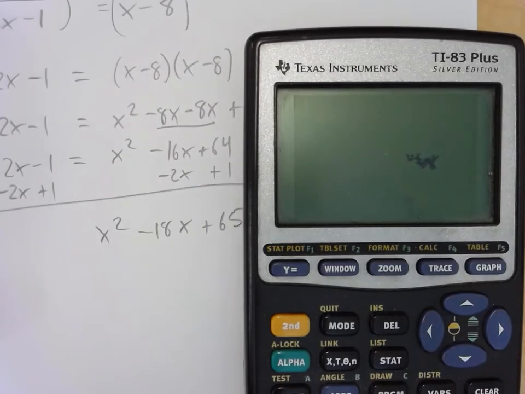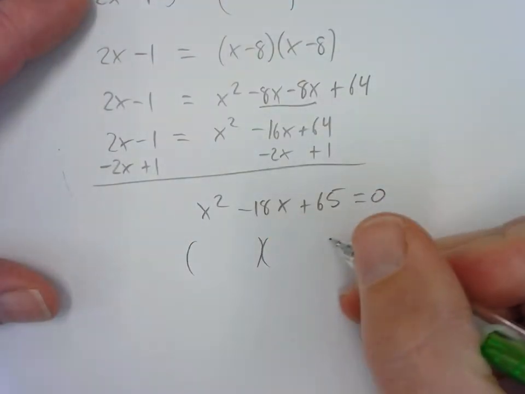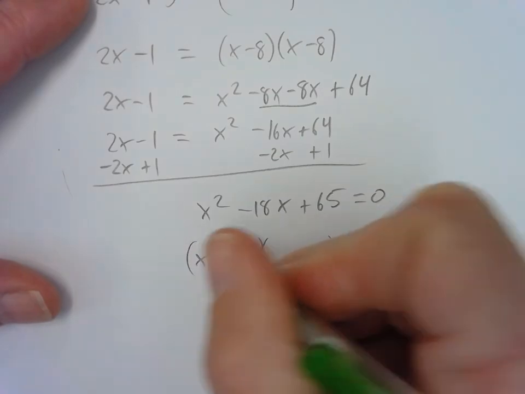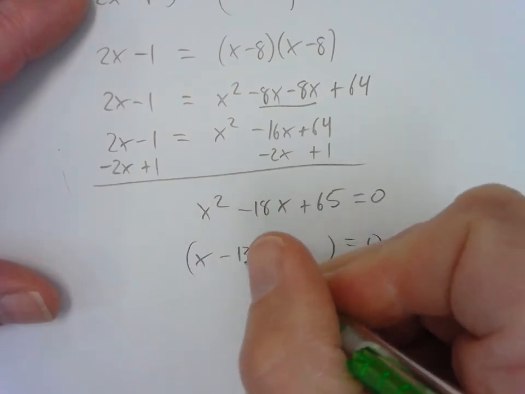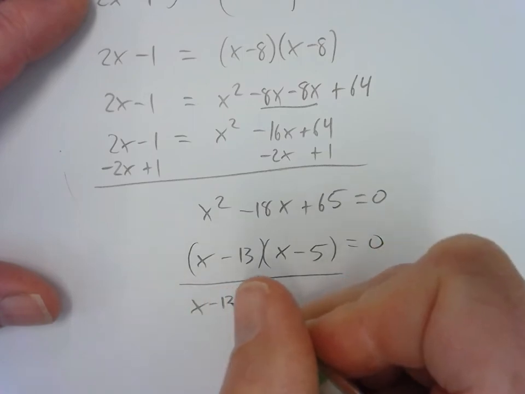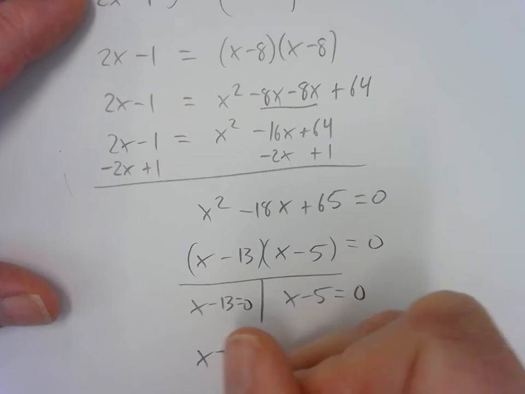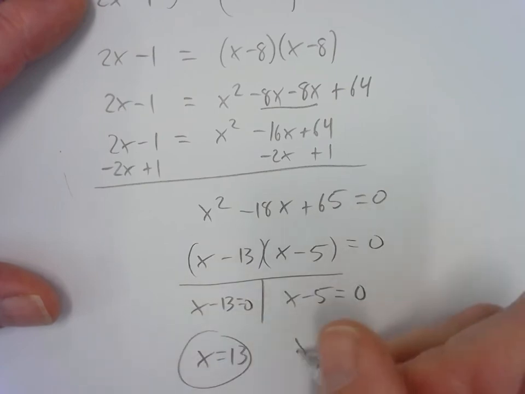So 13 times 5 is 65. So it's 13 and 5. So we do 2 sets of parentheses, put an x in each. So it's minus 13, minus 5. Zero product property: x minus 13 equals 0, x minus 5 equals 0. So x is 13, x is equal to 5.